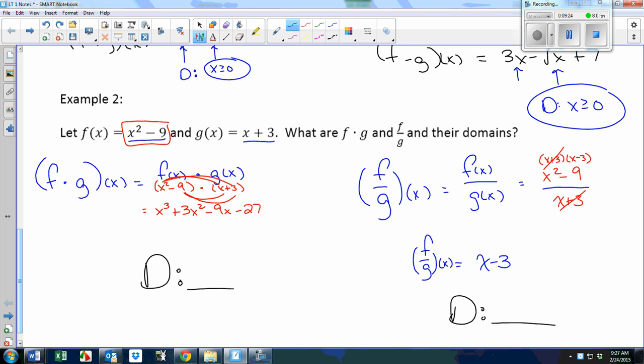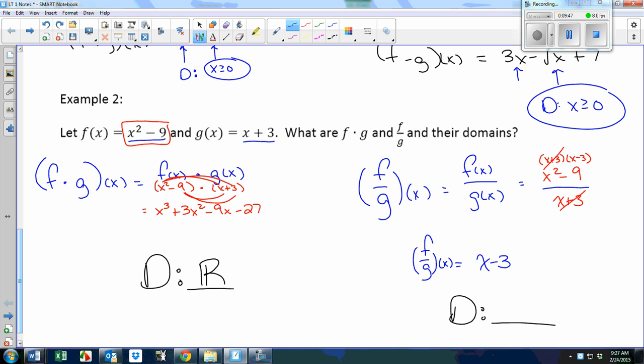What's the domain for f of x, a quadratic? What's the domain for an x squared minus 9? What can you plug into that? Anything, right? What can you plug into x plus 3? Anything. And then the composite was an x cubed, a polynomial. What can you plug into a polynomial? Anything. So the domain is all real numbers for the multiplication of these two.